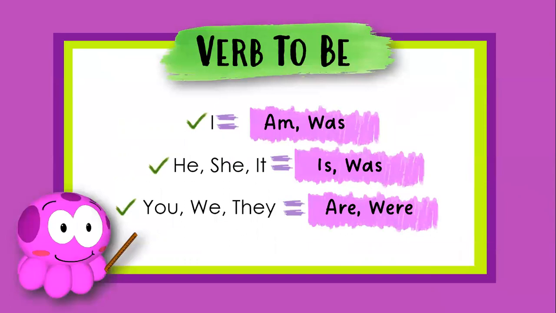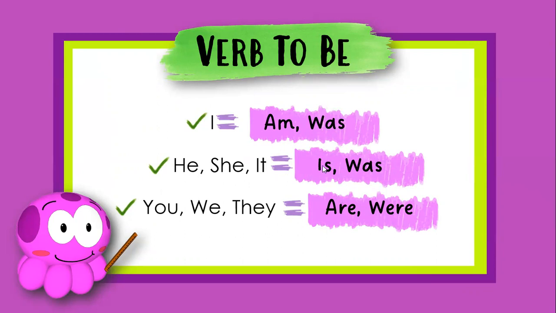Now, one of the most common verbs that you are going to use in your everyday life is going to be the verb to be. Okay, so how do we conjugate the verb to be? The present is going to be on the left and the past is going to be on the right. So I am, or I was in past tense. He, she, it is, or he, she, it was.